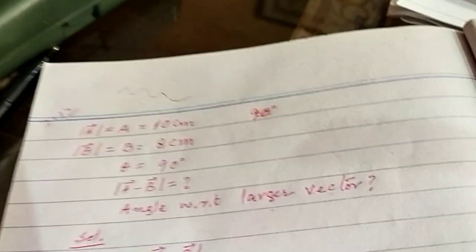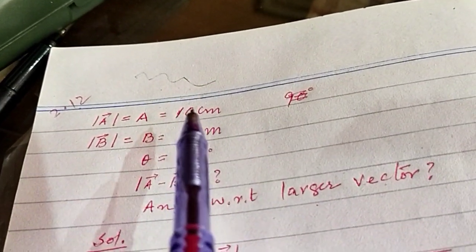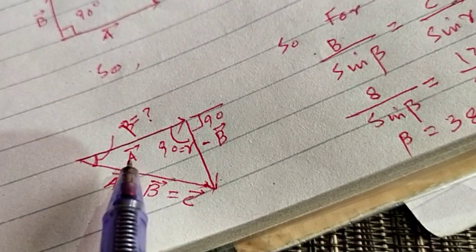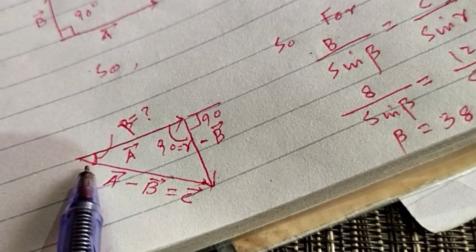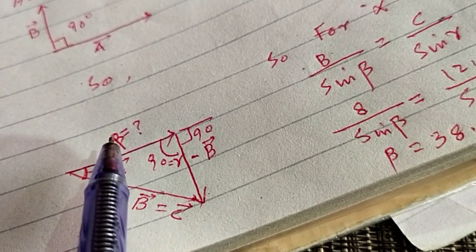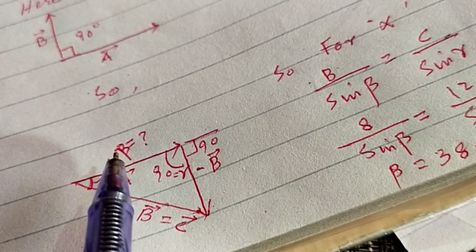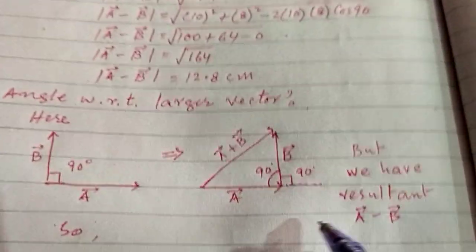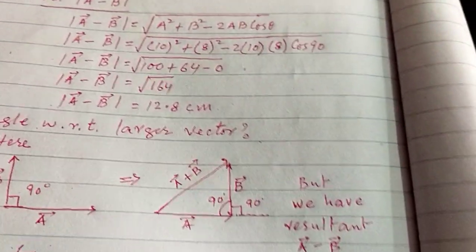Larger vector is vector a, which is equal to 10 centimeter, and resultant vector is a minus b, or you can say c. So angle with respect to larger vector becomes this, and you can suppose it a beta, and this angle of beta can be calculated by using simply sine law.